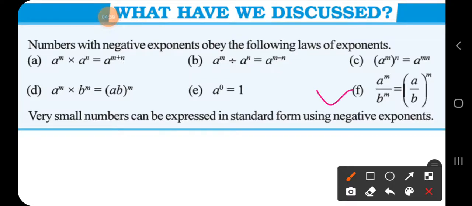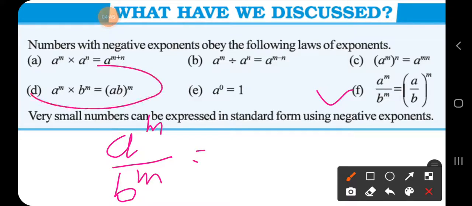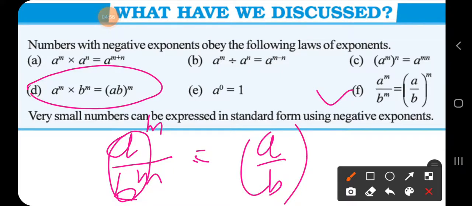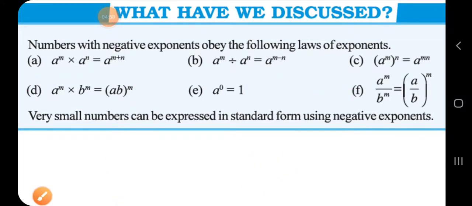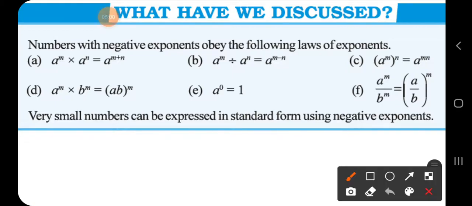Then next, a raised to m divided by b raised to m. Same, when the bases are different but the power is the same and it is in division, then you can divide the bases. So you can see here this first and second are both a pair. What is the difference? Here multiplication, then you have to add. Here division is there, then you have to subtract.